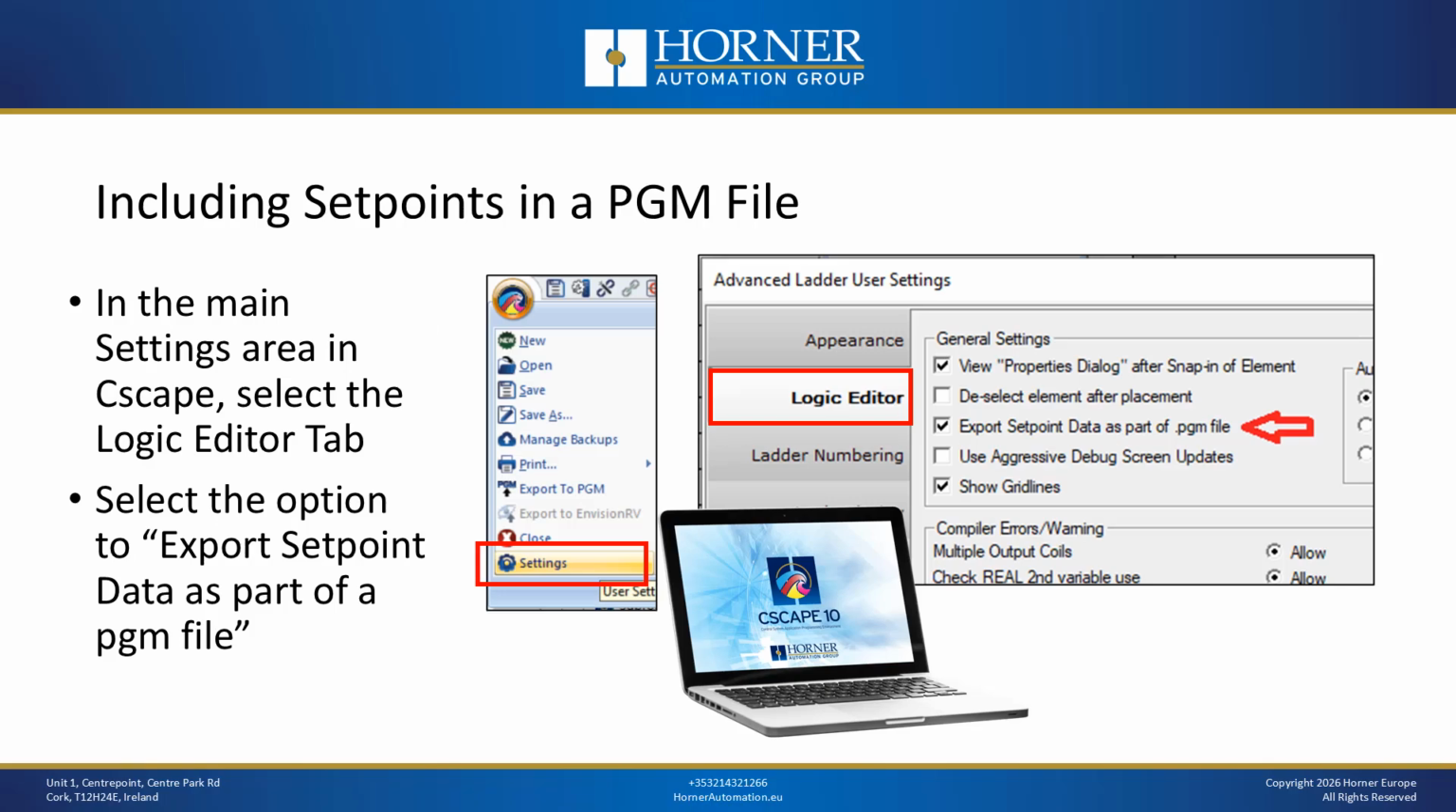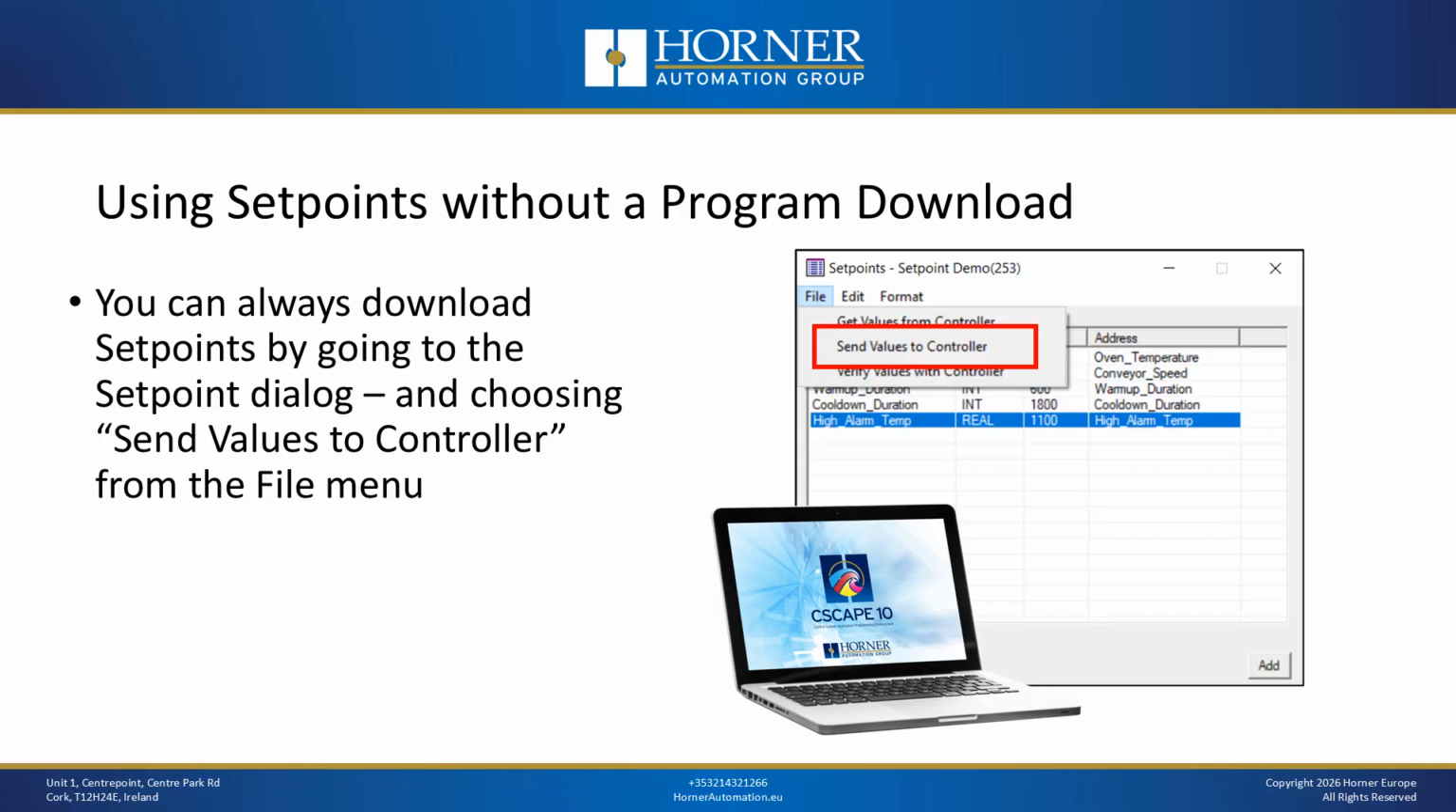Alternatively, you can include set points in a PGM file. First, navigate to the wave icon in the top left corner of CScape 10. In the main settings menu, select the Logic Editor tab. From here, select the option Export Setpoint Data as part of a PGM file. You can also just download the set point data without any program data needed. Simply navigate to the Set Points menu and click on Send Values to Controller from the dropdown.